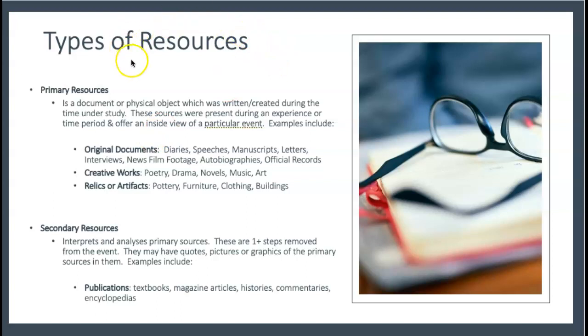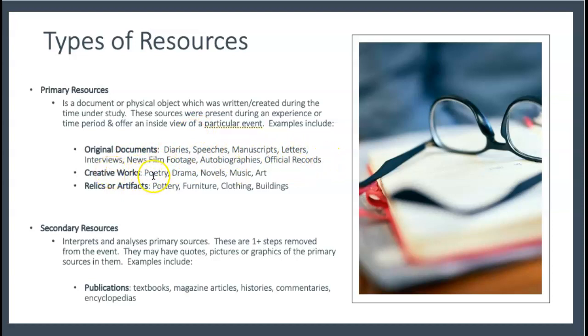Now, the types of research, types of resources available to you are numerous. And in the project-based learning, we generally like to have a mix of primary and secondary resources. I think in our shortened Project 11.5, we're probably going to be looking more at secondary resources. But it might be the case that you could use some primary resources, okay? So examples of primary resources are things like original documents. That's diaries, speeches, manuscripts, official records, news footage, autobiographies, etc., etc.